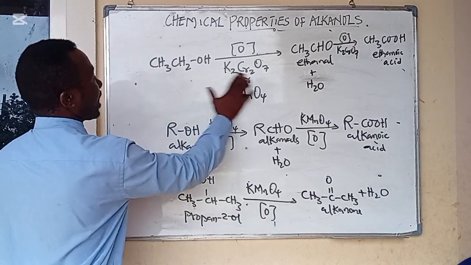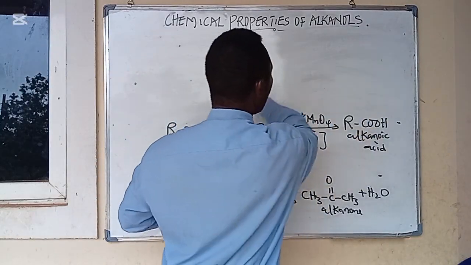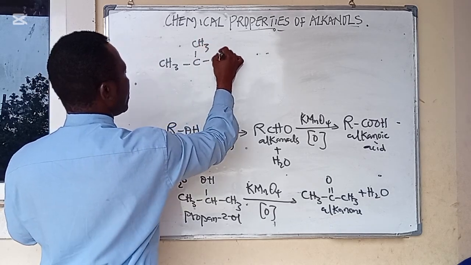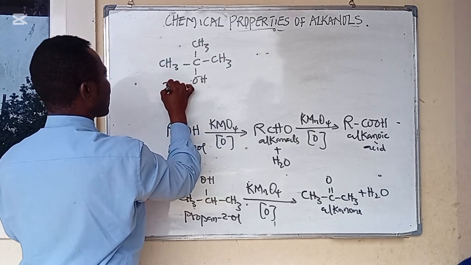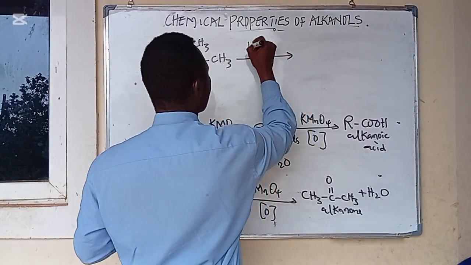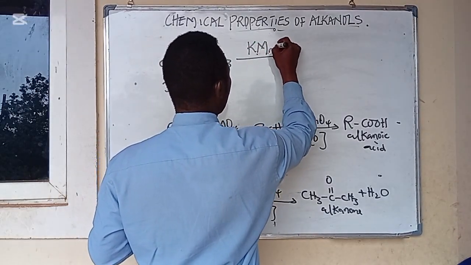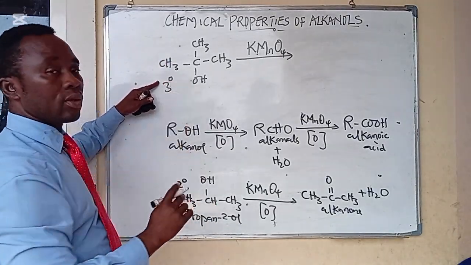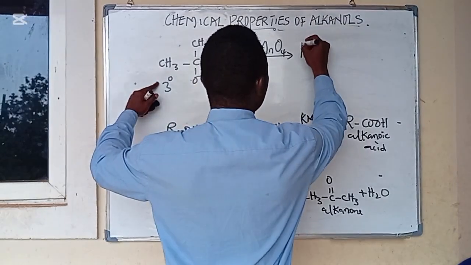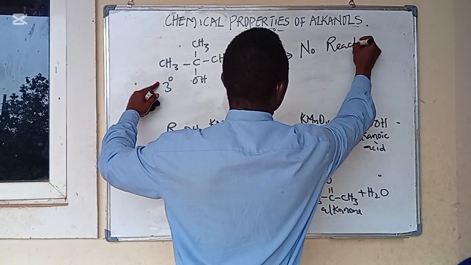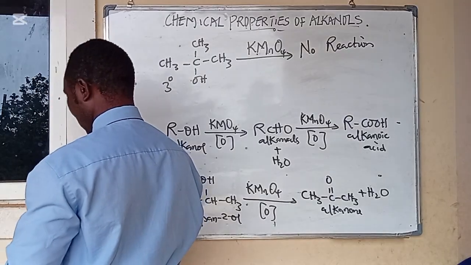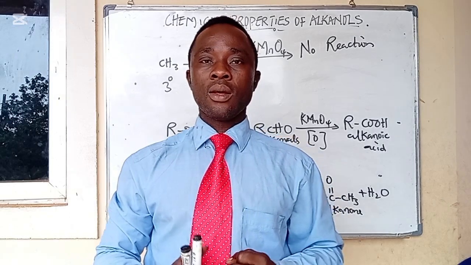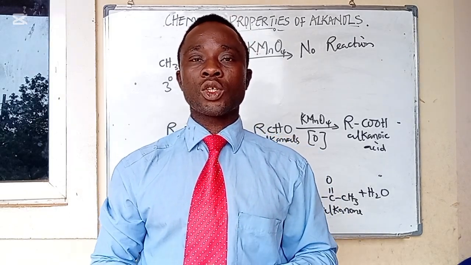Then what of tertiary alkanols? Tertiary alkanols, (CH3)3COH. This is a tertiary alkanol. If you oxidize it, tertiary alkanols are not easily oxidized. So there will be no reaction because they are not easily oxidized. So these are the chemical properties of alkanols, the chemical reactions of alkanol.